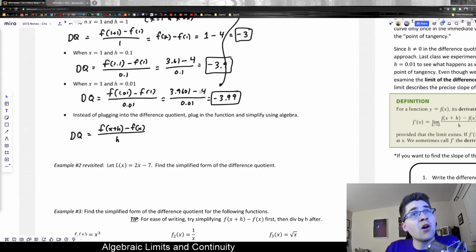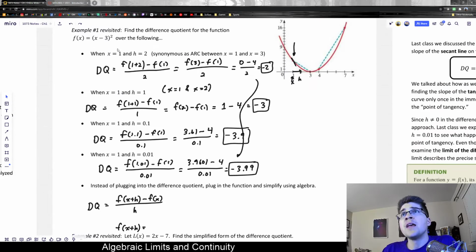And how your homework will recommend to do it is start with figuring out what is f of x plus h, because from there, you then need to take away f of x and divide by h. Starting with f of x plus h, our original function was f of x is equal to x minus 3 squared. So instead of plugging in x, I'm going to change this to x plus h. So that would be x plus h minus 3 quantity squared.